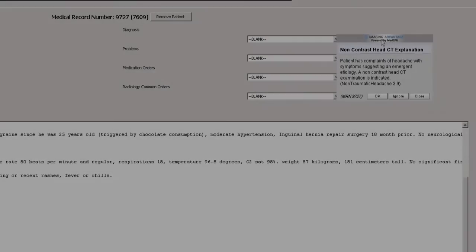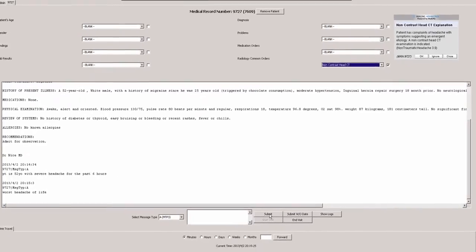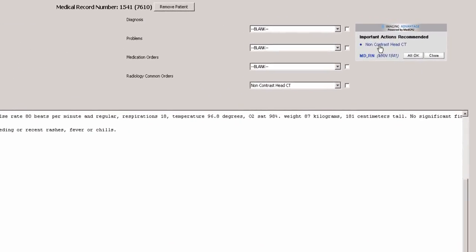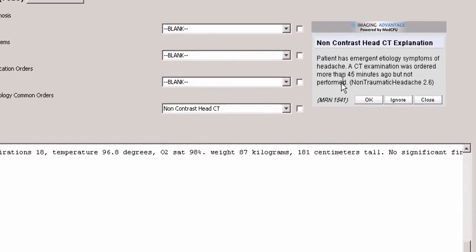Now, let's rewind back to the point where the advisor prompted for a non-contrast head CT due to worst headache of life, and the physician correctly orders a non-contrast head CT. The advisor turns to OK. However, as often occurs in a busy ER unit, critical CT exams get dangerously delayed, but the advisor is there to make sure the dots are kept connected. After 45 minutes with no progress, the advisor starts prompting again, indicating that the non-contrast head CT is still missing and that the patient has emergent etiology symptoms of headache. A CT examination was ordered more than 45 minutes ago but has not been performed yet.